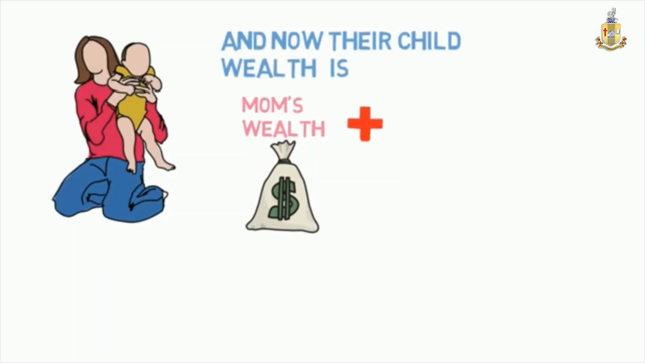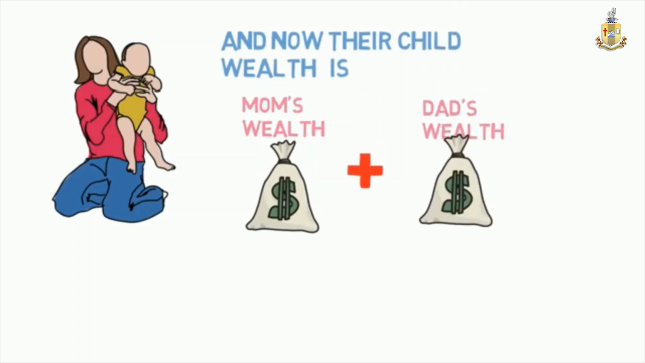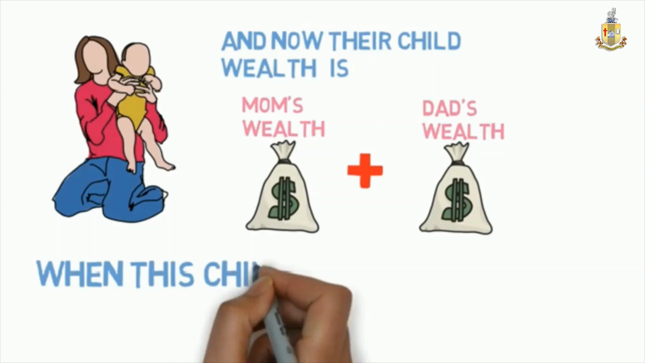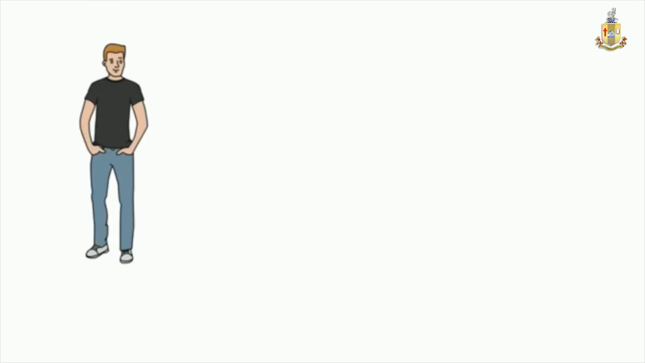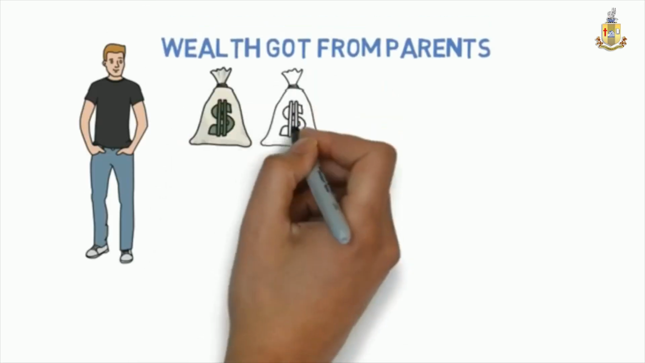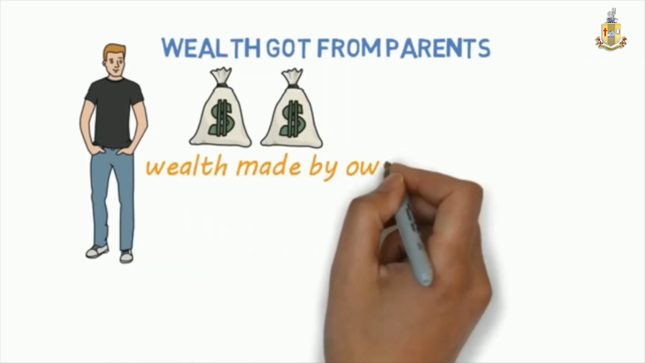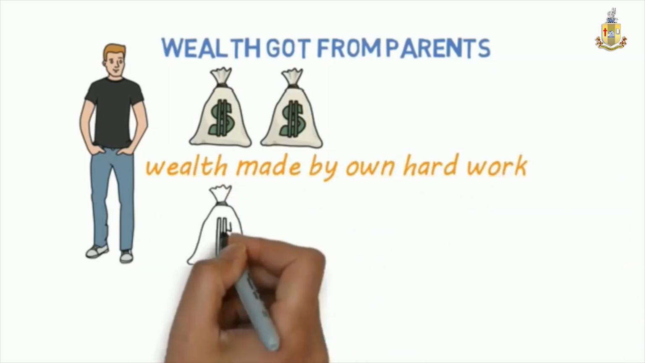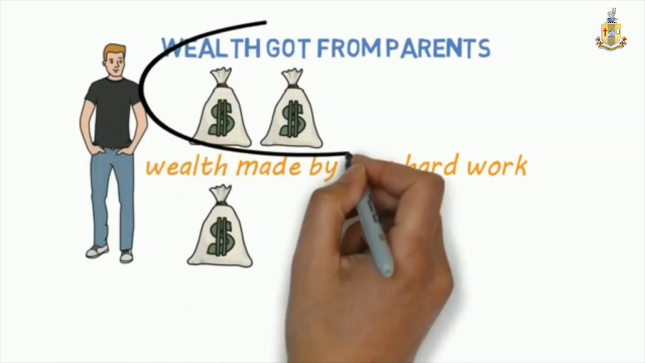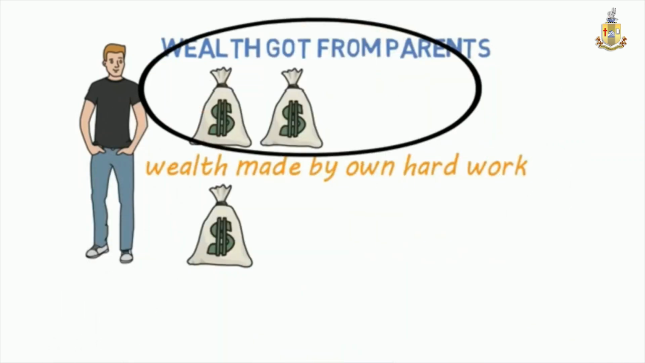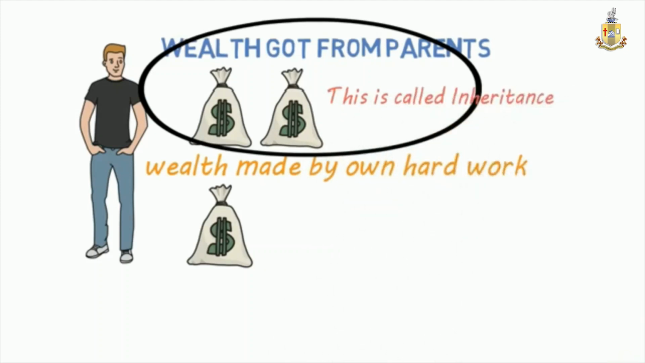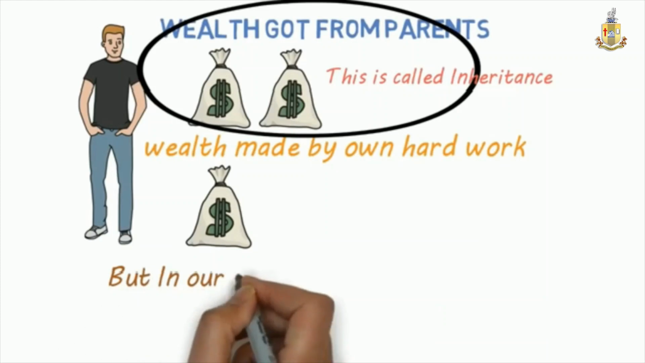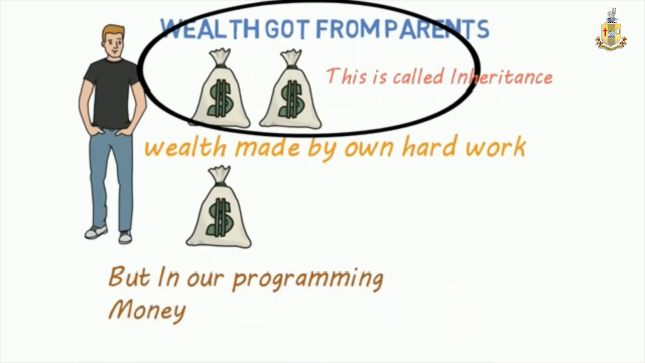When the child becomes mature, now he has a total possession of wealth got from parents plus wealth made by his own hard work. Wealth got from parents is called inheritance. But in our programming, money equals lines of code.